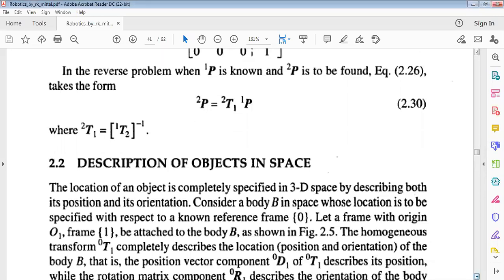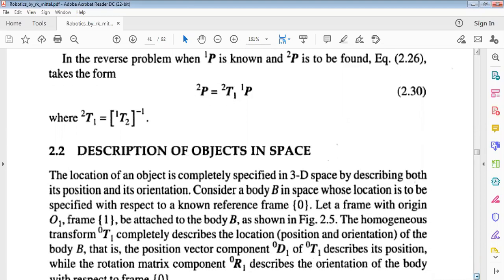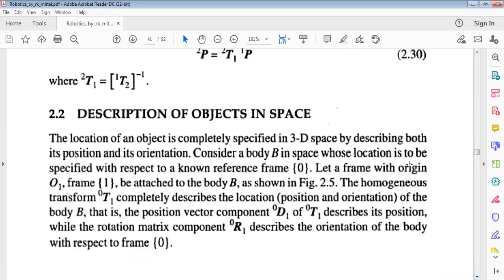Now let us learn how to describe an object in space. In our physical world, there are objects in space, not just points. There are a number of points on the object, but describing an object in space is very important in this subject.